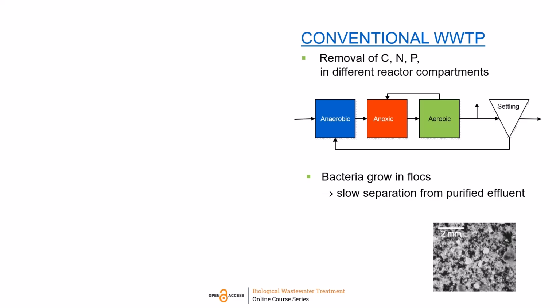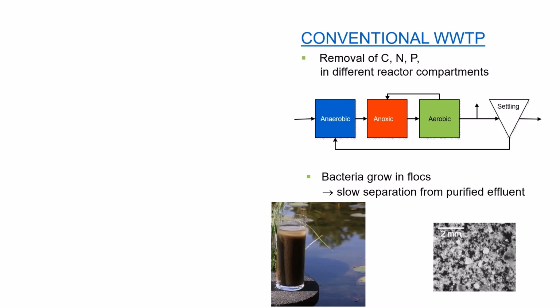Another problem in conventional wastewater treatment is that the bacteria which purify the water grow in flocs. The density of these flocs is only slightly larger than that of wastewater, which makes their separation process proceed very slowly and require large settling tanks. This picture shows water with sludge flocs after 5 minutes of settling time.